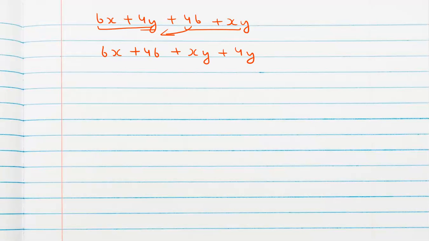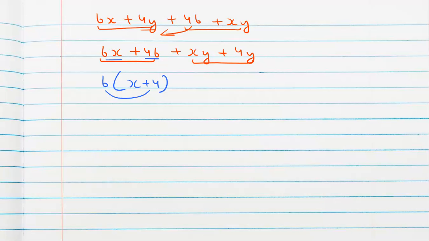You will learn how to do it in this position once you practice enough. Now this is our first term, this is our second term. What is common in the first term? The common is b, inside will be x plus 4, right? b times x we get bx, b times 4 we get 4b.